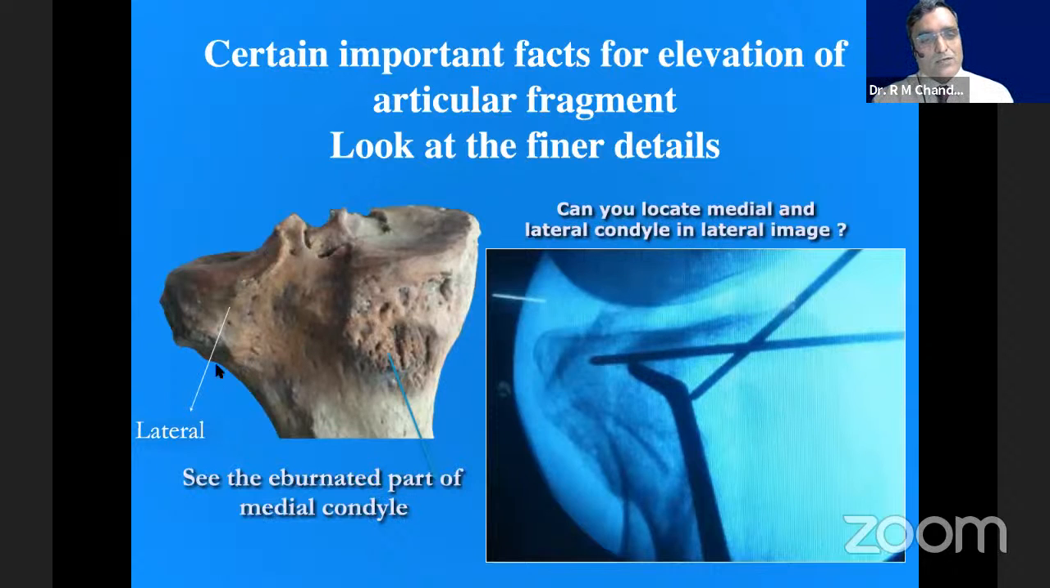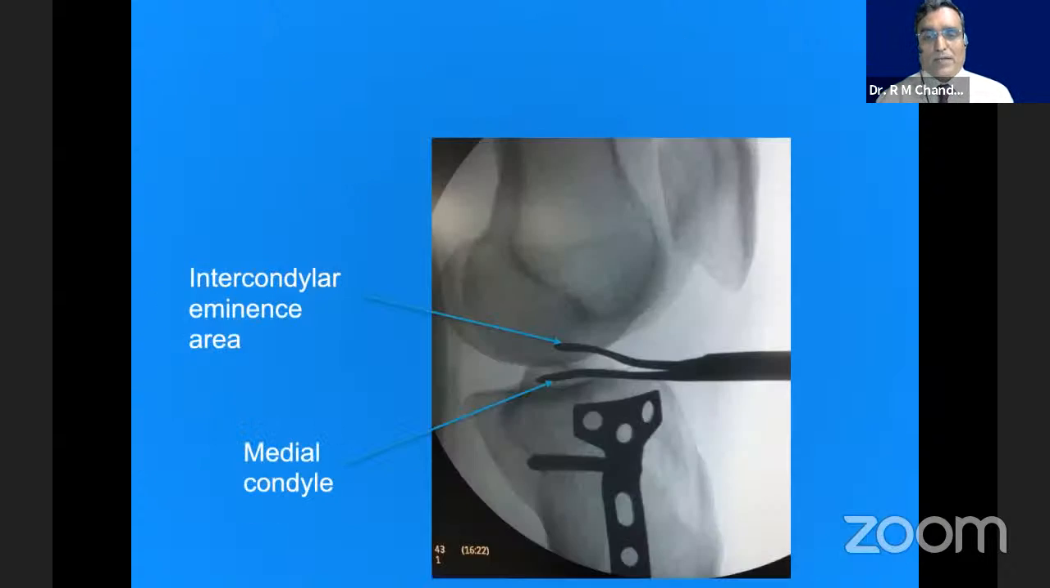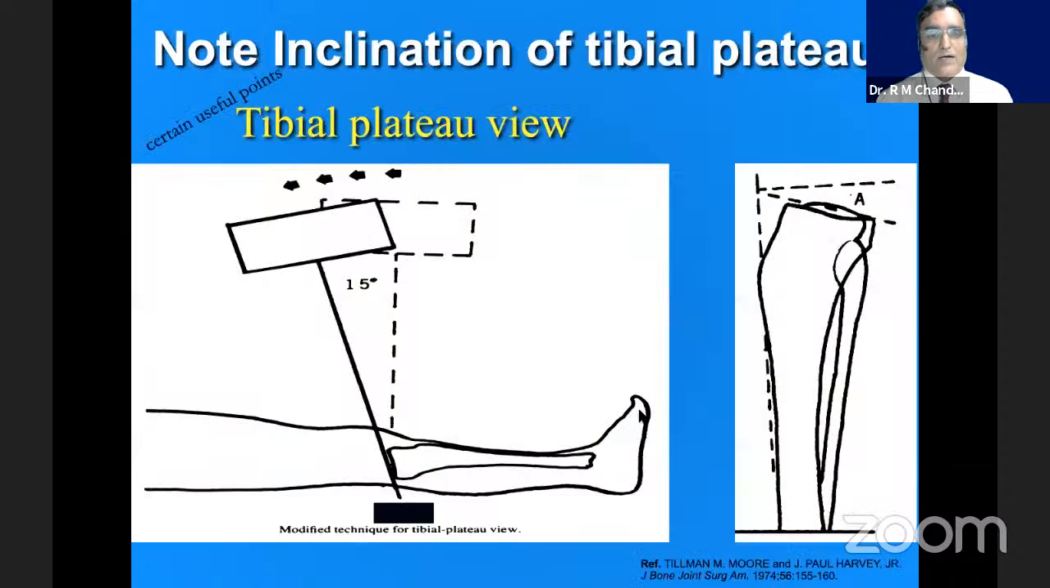So this is the lateral tibial condyle. This is the hibernated part of the medial condyle. How do we see them on a lateral image? We see a lateral condyle and a medial condyle. The medial condyle is more proud, so we can judge which part we are managing. If you put a dura elevator in the intercondylar eminence area on the lateral condyle, and if you reverse the dura elevator, it would be on the medial condyle, the concave part.